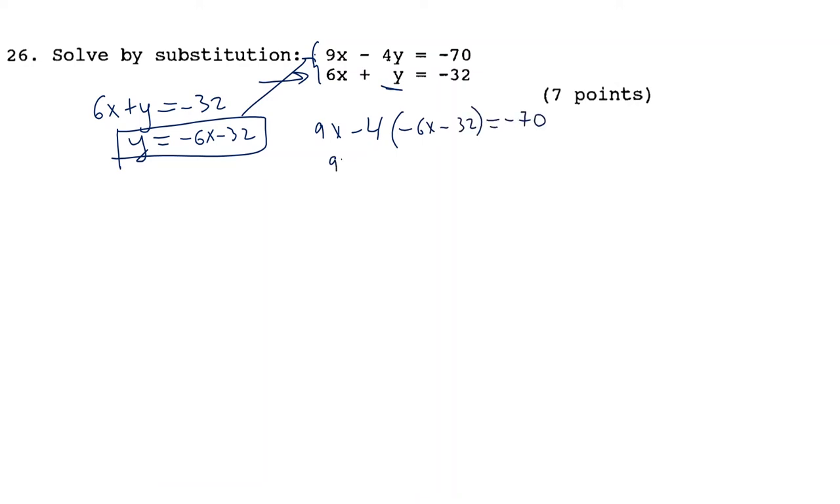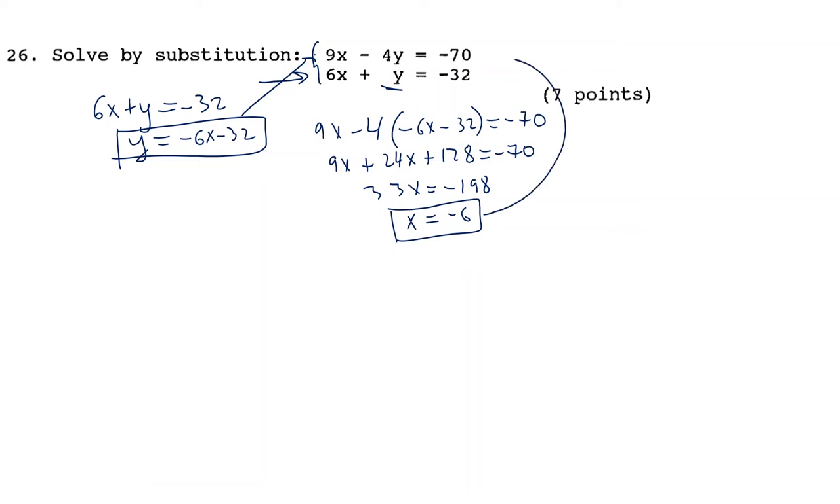So here I have 9x plus 24x plus 128 is equal to negative 70. So here I have 33x equals negative 198. And if I divide, x is equal to negative 6. Now, some of your professors will tell you, well, plug it back into the original. Stupid advice. Just go back and plug it in here.